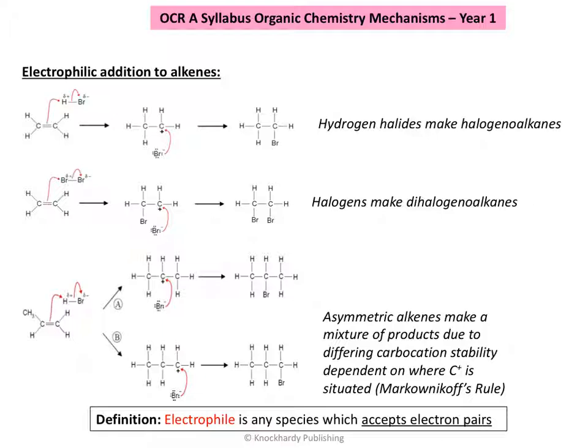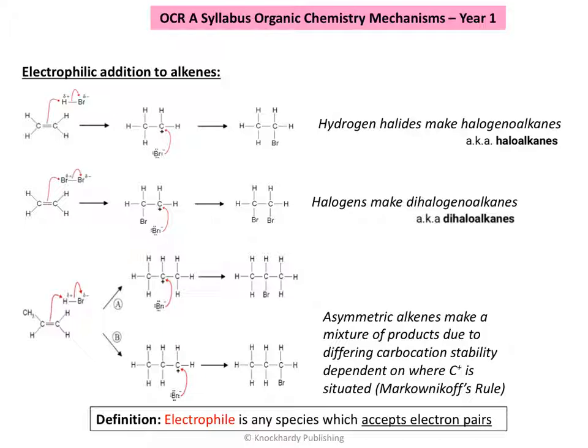So here we're going to look at the three different types or approaches to electrophilic addition. I'm not going to go into the ins and outs of electrophilic addition, but just a general overview. So halogenoalkanes can also be called haloalkanes, and likewise dihalogenoalkanes can also be called dihaloalkanes.